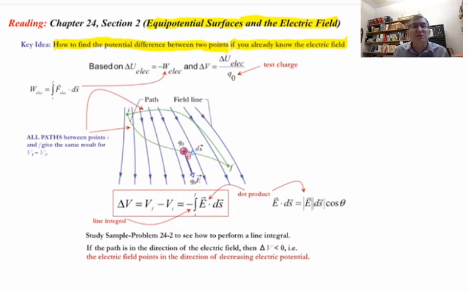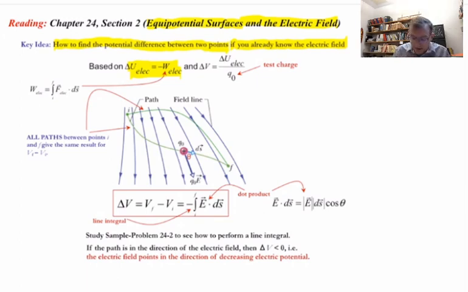So the answer to this question is based on two ideas, both of which we introduced earlier in chapter 24. First, the electric force is a conservative force, and so there's an electric potential energy that goes with it, and the relationship is right here. The work done by the electric force is equal to the negative of the change of the electric potential energy. That's idea 1.